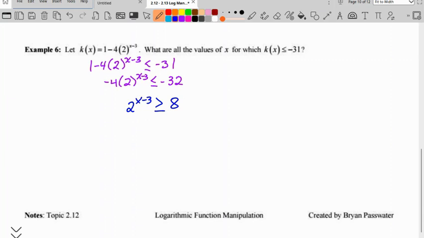And then I'm like, this is an exponential, and it's an easy one. I can actually rewrite this with a common base. So I'm going to do that. So 2 to the x minus 3 has to be greater than or equal to 2 cubed. So if 2 to the x minus 3 is greater than or equal to 2 cubed, what does that mean? It means x minus 3 has to be greater than or equal to 3. Add 3 to both sides, and I get x has to be greater than or equal to 6. It's an exponential, so it doesn't have any restrictions, so we are good to go.